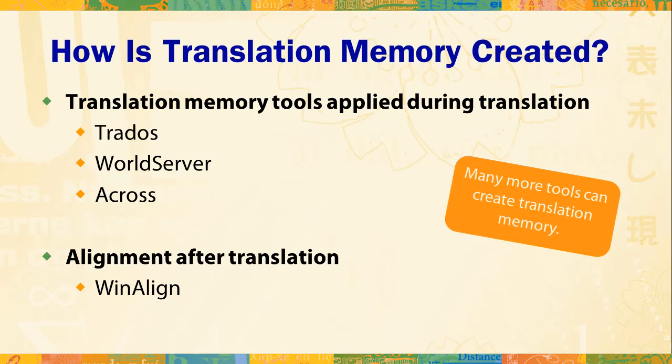These are just a few examples of translation memory tools, and there are many more that can create translation memory. For example, there's some software-specific tools like Catalyst or Passolo that are used to allow translators to work in context with user interface files and also store those in a memory so they can be reused for updates.